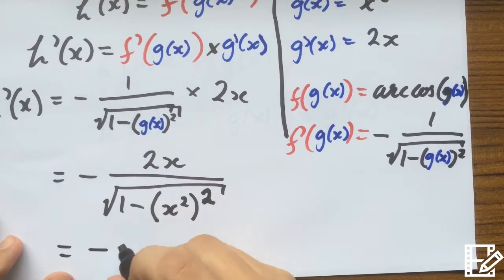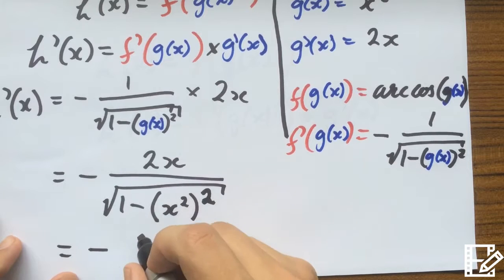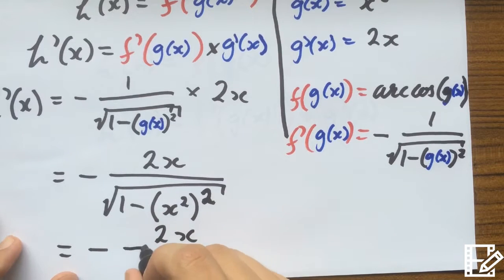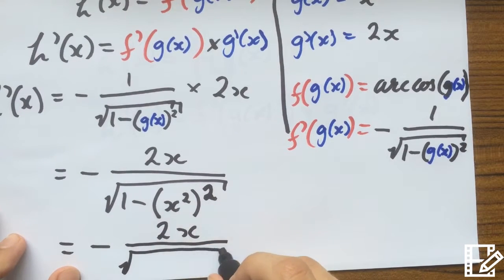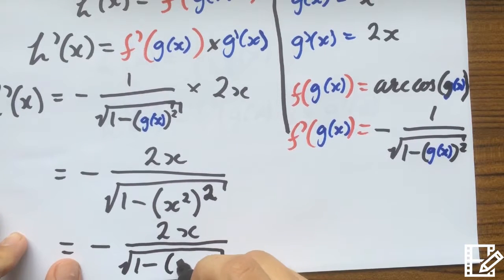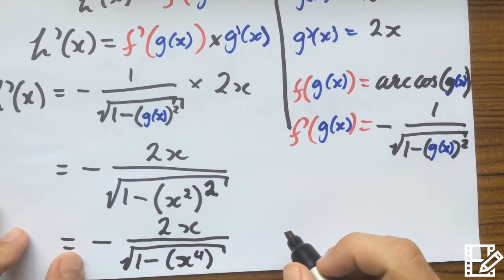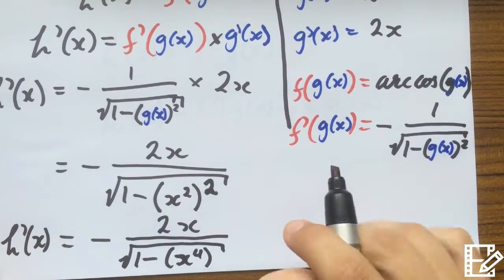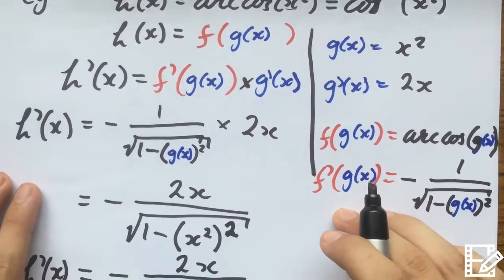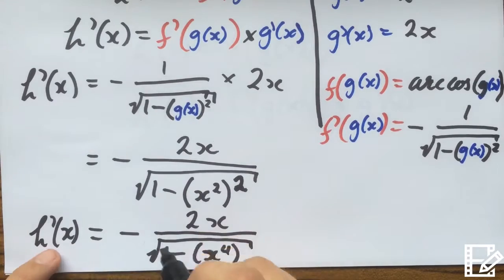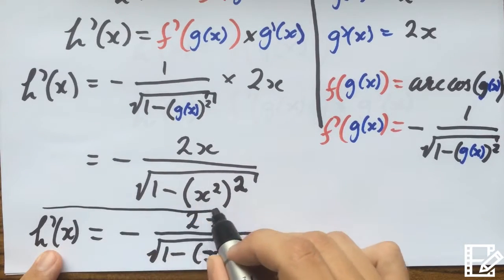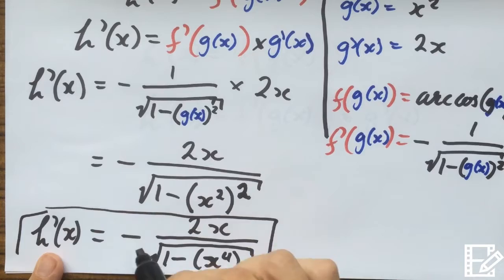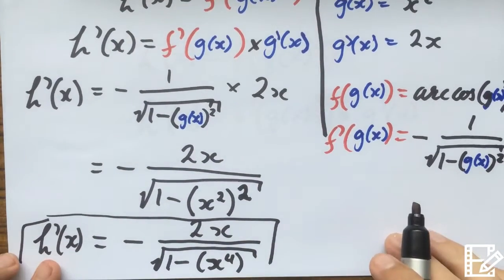I'm going to simplify this little bit down here. The 2x is still going to stay the same, all over the square root of 1 minus, which stays the same, but it's going to be x to the power of 4. And that is our derivative of arccos x squared. It's down the bottom here.